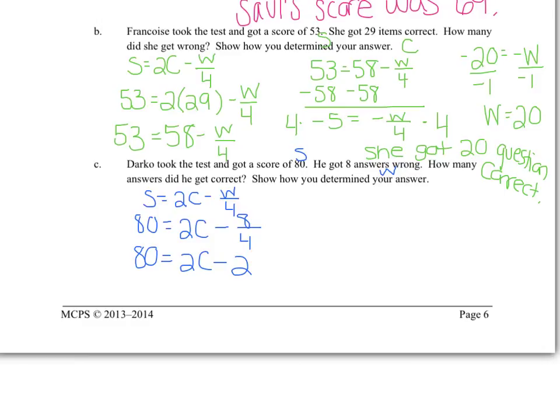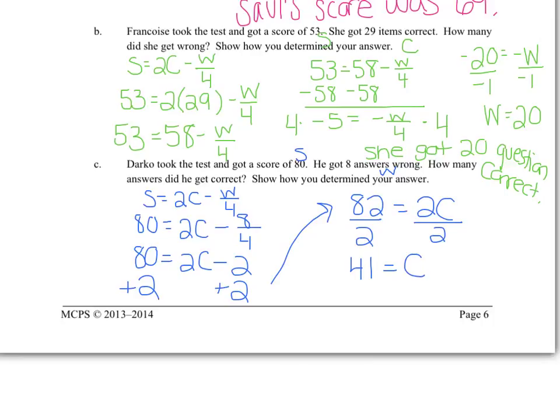Again, I'm going to do PEMDAS backwards, so I'm going to get rid of that negative 2 by adding 2 to both sides. I'm going to write my next part up here. 80 plus 2 is 82 equals 2C because these are going to cancel out. Now to get C by itself, I need to get rid of this multiplication by 2. So to do that, I'm going to divide by 2. And 82 divided by 2 is 41, which equals C. So he got 41 questions correct.